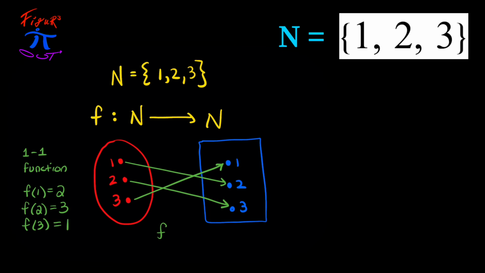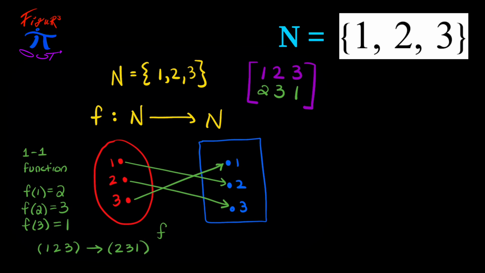Now essentially, this function produced what we call a permutation, that is, a rearrangement of the ordering of the objects in the set. The numbers 1, 2, 3 got mapped to the numbers 2, 3, 1. So in a sense, this function just rearranges the order of the numbers in our set.